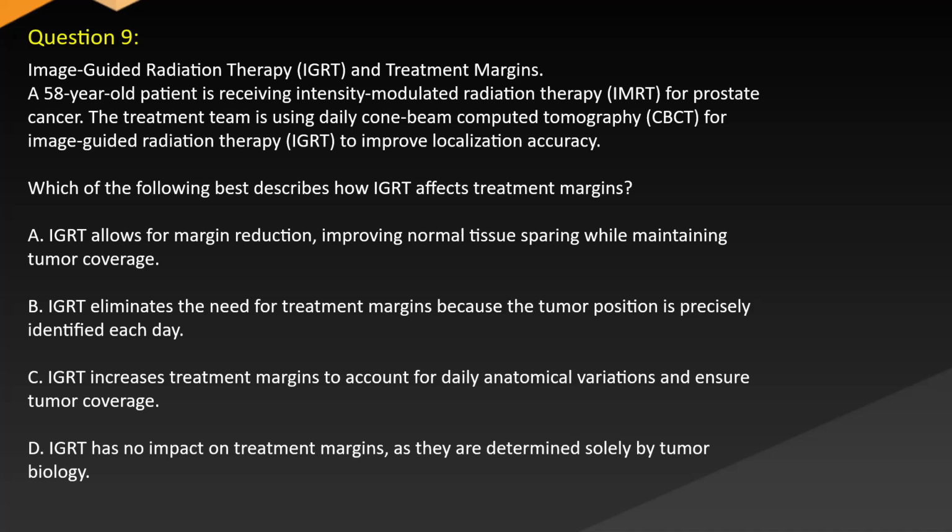A. IGRT allows for margin reduction, improving normal tissue sparing while maintaining tumor coverage. B. IGRT eliminates the need for treatment margins because the tumor position is precisely identified each day. C. IGRT increases treatment margins to account for daily anatomical variations and ensure tumor coverage. D. IGRT has no impact on treatment margins as they are determined solely by tumor biology.